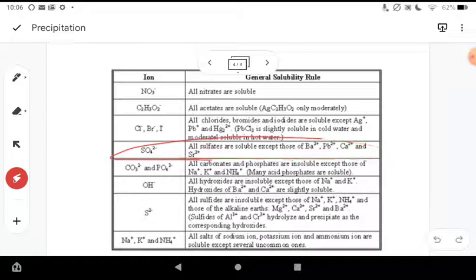Most sulfates are soluble. Most carbonates are soluble, most hydroxides are insoluble. Don't worry about sulfide. And then the group 1s and ammonia are generally soluble as well, with some uncommon exceptions.